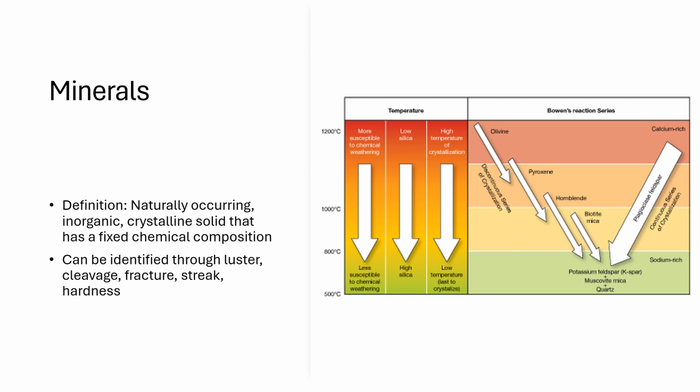So if you'll remember this, we've got very dark minerals at the top. These are low in silica. These are susceptible to chemical weathering, and they have a very high temperature of crystallization. Towards the bottom, we have more felsic or high in silica minerals that are less susceptible to chemical weathering, lower in temperature of crystallization. So remember, it's felsic minerals at the bottom, mafic minerals at the top.